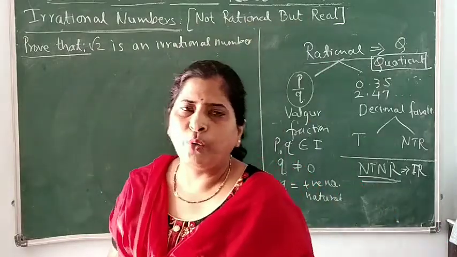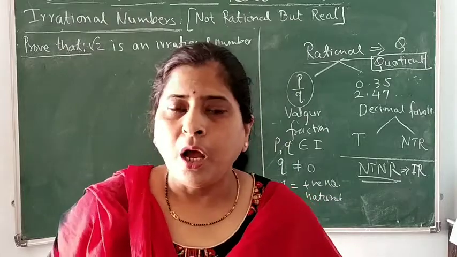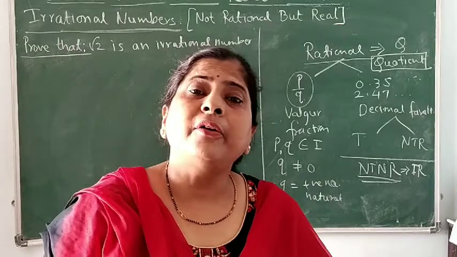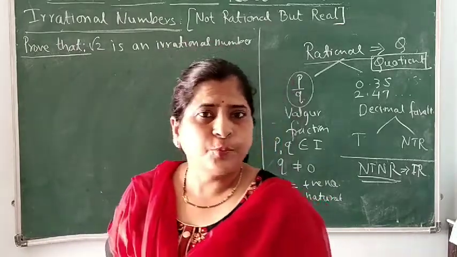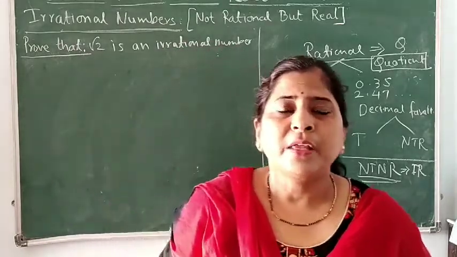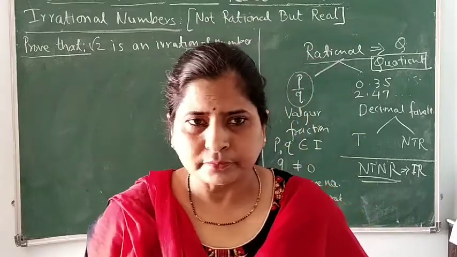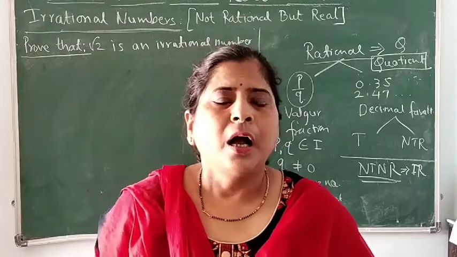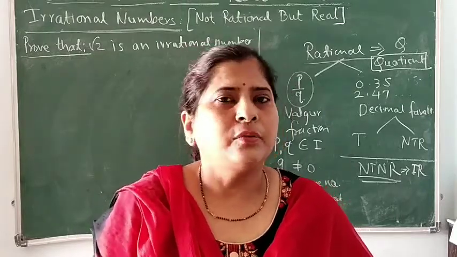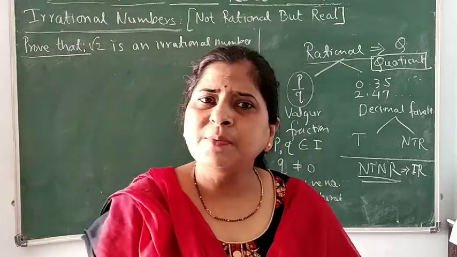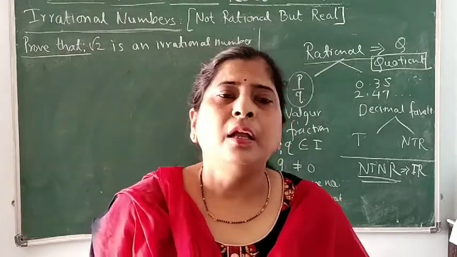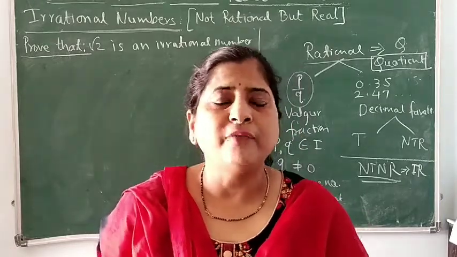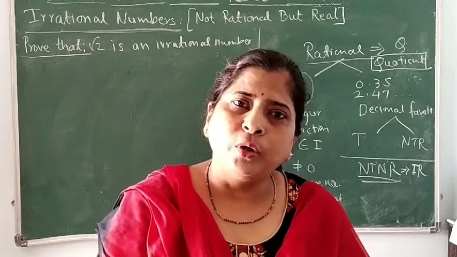Now, in this video, we are going to learn how to prove that square root of 2, square root of 3, and numbers like these are irrational. For writing this proof, we are going to use a method called the indirect method. Statements which we cannot prove by the normal direct method are solved using the indirect method.